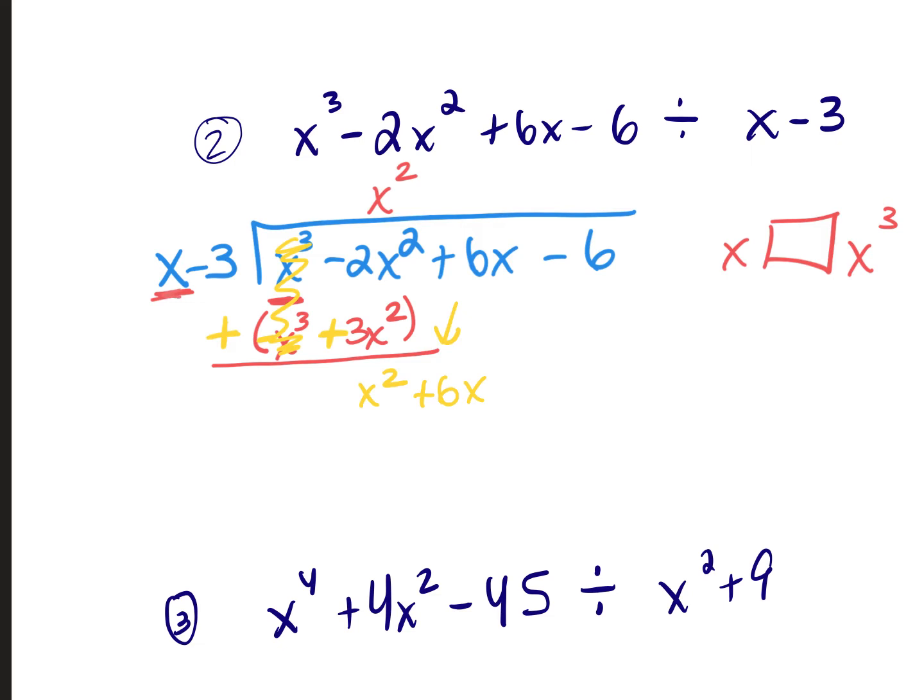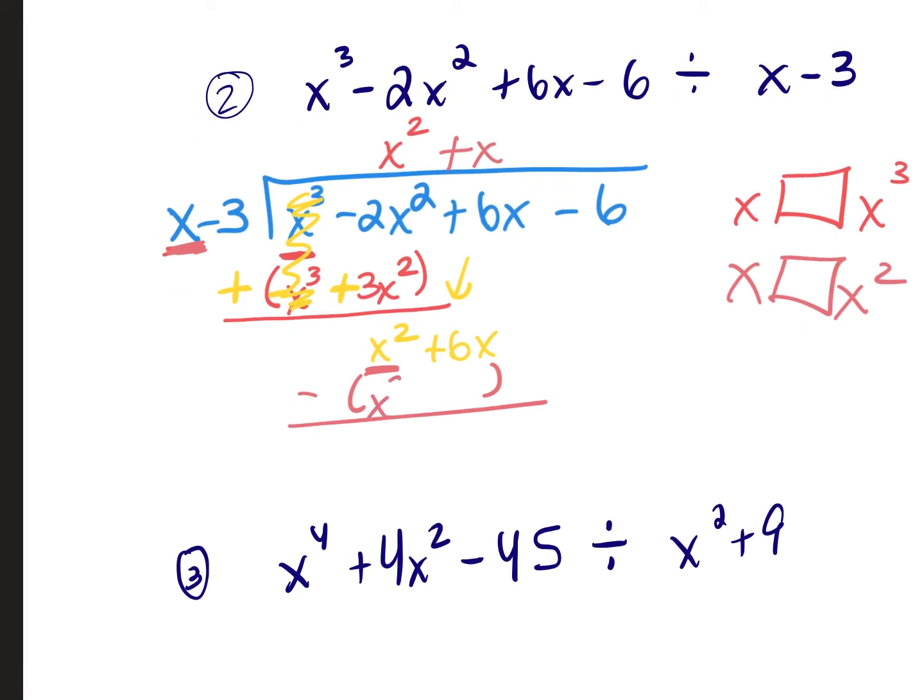First term, x into x squared. x times what gives me x squared? Just an x. It's positive, right? So plus x. Before you do your multiplication, get your subtraction set up. So multiply. x times x is x squared. x times negative 3 is negative 3x. Before we do our subtraction, what do I got to do? I got to distribute. So change that, change that, change that.